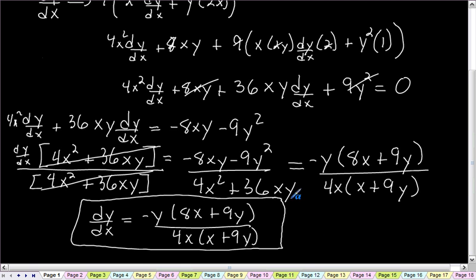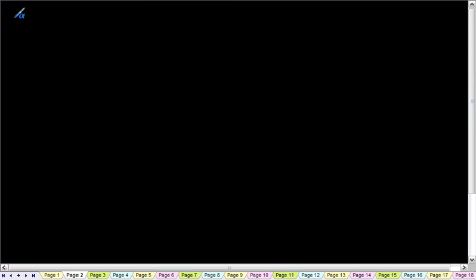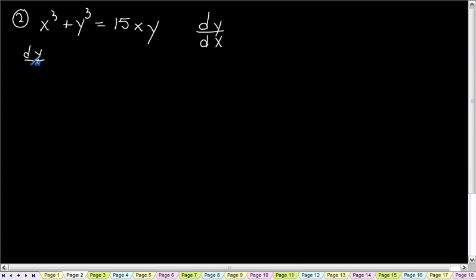Let's do number 2 using implicit differentiation. Problem number 2 says x cubed plus y cubed is equal to 15xy. Again, notice they're looking for dy/dx. Notice that there's x's and y's on both sides, and you can't really try to solve for y, so you use implicit differentiation. We take the derivative, trying to find the derivative dy/dx.